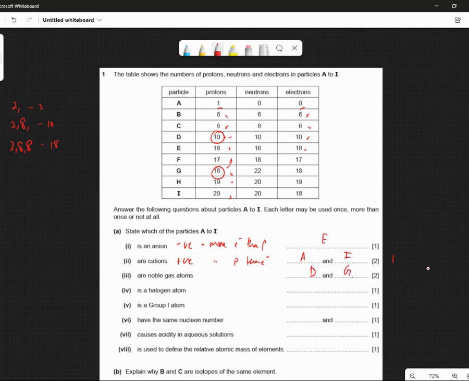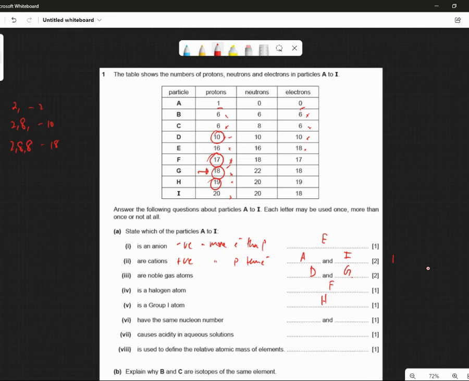D and G. Which one is a halogen? A halogen is going to be in group 7, and that's going to be one less than a noble gas, so that's going to be F. F is a halogen. Which one is a group 1? Group 1 is going to be one more than a noble gas. There's a noble gas. One more than a noble gas is H. I think I've got this wrong way around. Yeah, that's right. H is a group 1.